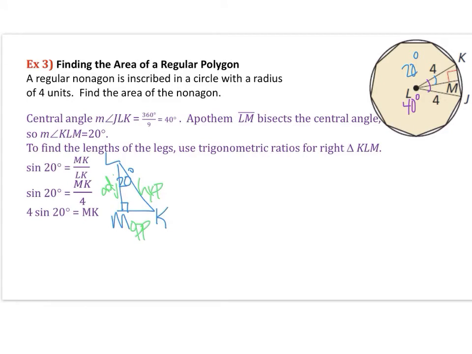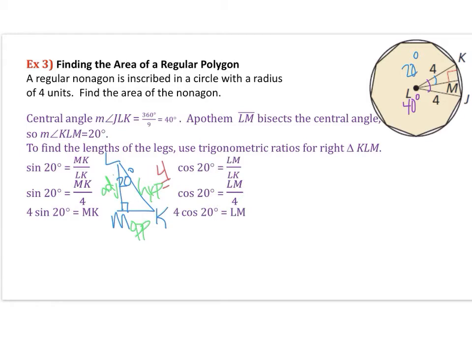Alright, so we can set up our sine ratio to help us figure out the length of MK, which is going to be opposite over hypotenuse. So MK divided by LK, substitute your 4, that's what we know. We know our hypotenuse to be 4, so then we multiply that on both sides, so MK is 4 times sine of 20 degrees.